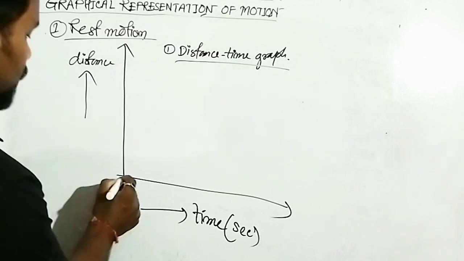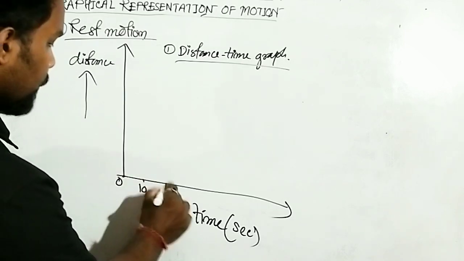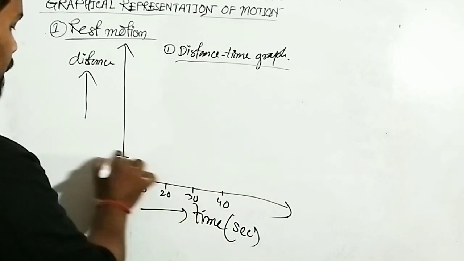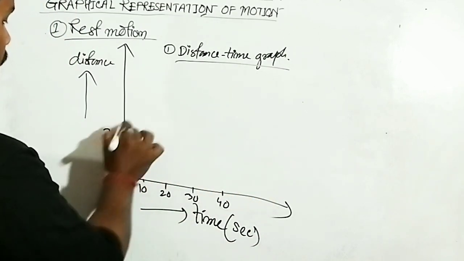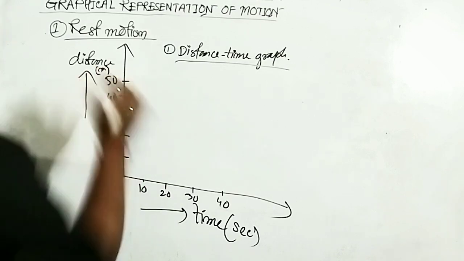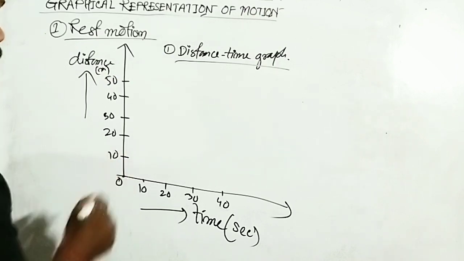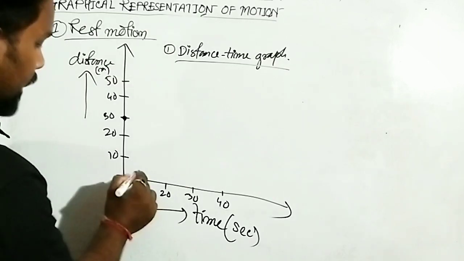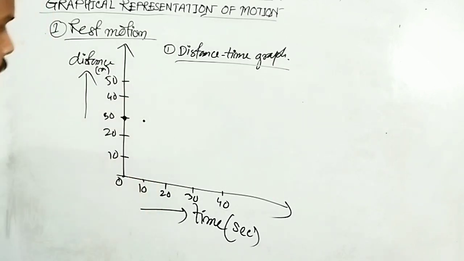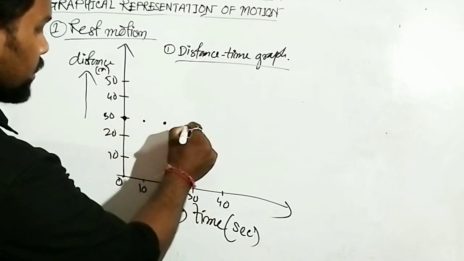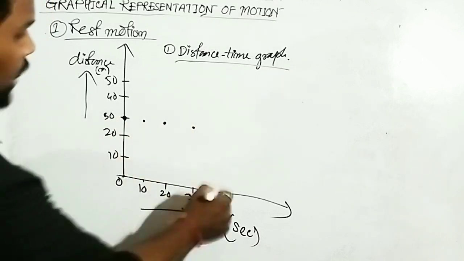That means if I consider this is 0, this is 10 second, this is 20 second, this is 30 second, this is 40 second. And this is 10 meter, 20 meter, 30 meter, 40 meter, 50 meter. Distance is in meters. Now I will consider that at 0 second it was at A. Clear? At 10 second, it will always be here at 30 meter. At 20 second, it is always here. At 30 second, it is again here. At 40 second, it will always be here.